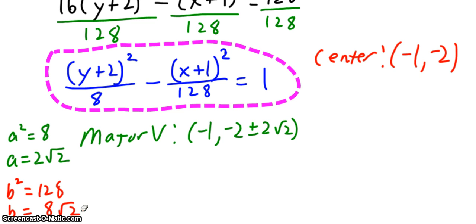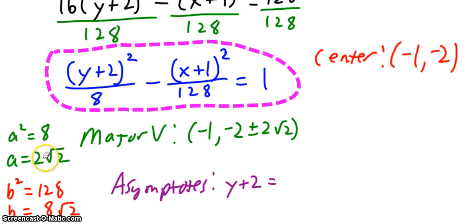So I actually know that my asymptotes are going to be y plus 2 equals, now remember this is the distance that I'm going up and down, and this is the distance that I'm going left and right, so my slope is actually 2 root 2 over 8 root 2. The root 2's cancel, 2 over 8 is 1/4. So it's going to be plus or minus 1/4 times (x plus 1).